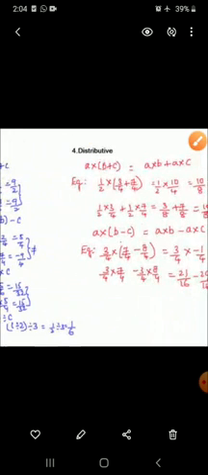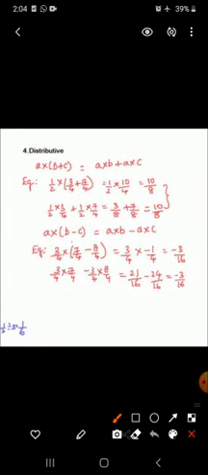Okay, now coming to the distributive property. In this distributive property, we have only multiplication over addition and multiplication over subtraction. We don't have multiplication separately, and division also. Only these two will be applicable, that is addition and subtraction.